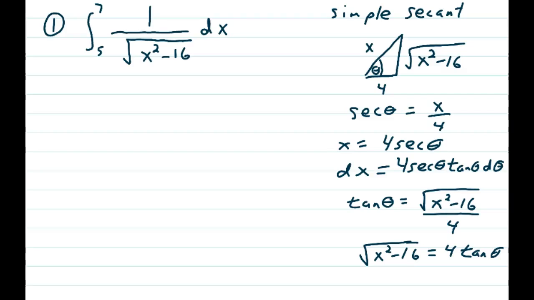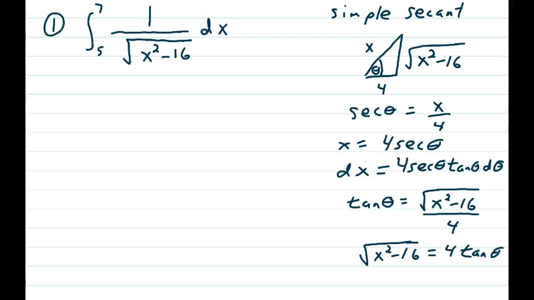Problem 1. Integral from 5 to 7 of 1 over the square root of x squared minus 16 dx. In doing trigonometric substitution, I have it divided up into three types, or three forms, of triangles: simple sine, simple secant, and simple tangent. This is a simple secant, where I build a triangle where the secant of theta is simple.